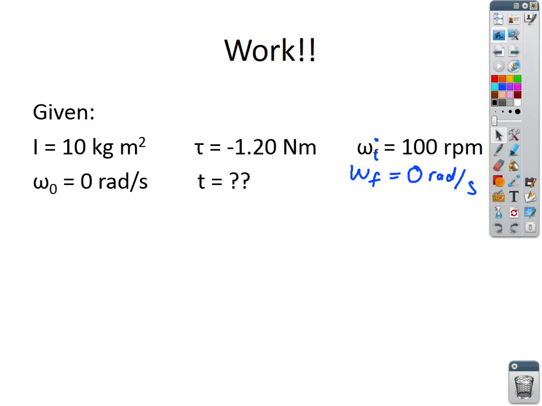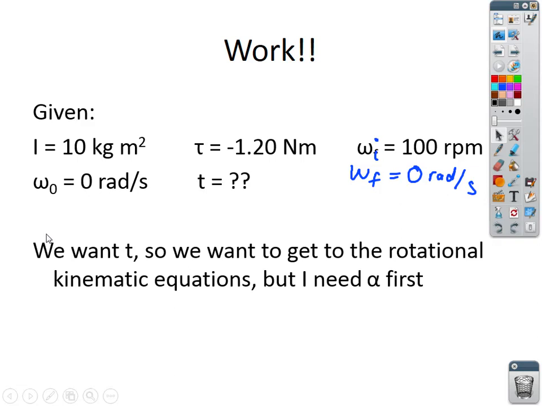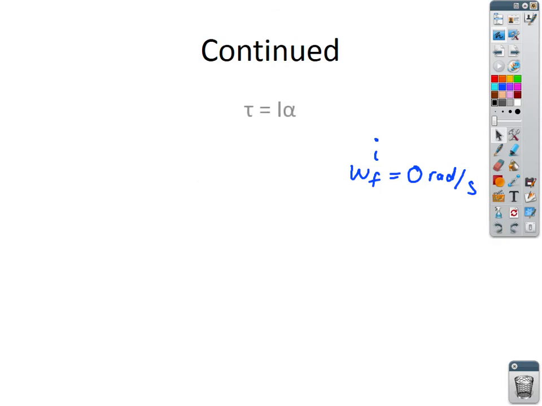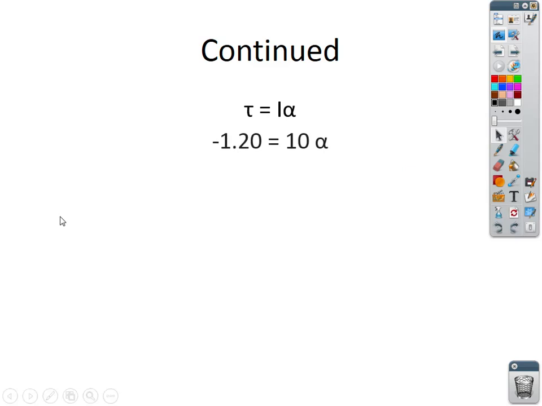So what are we looking for? Time. We need to use some of the kinematic equations, but I need alpha first. I can easily find alpha. I have the net torque, and I have I. So let's find alpha. This is a pretty straightforward problem initially. Alpha is just going to be negative 0.12 radians per second squared. The object is slowing down after going in a positive direction. And then I'm left with this formula.